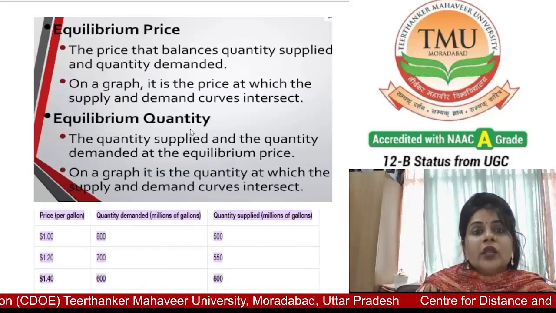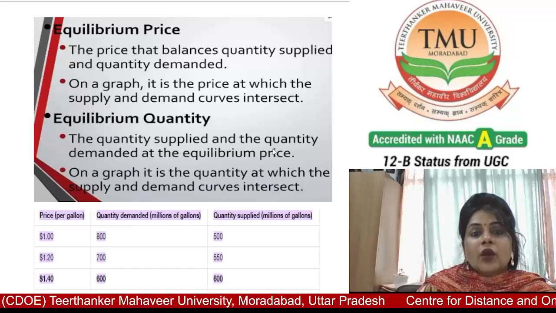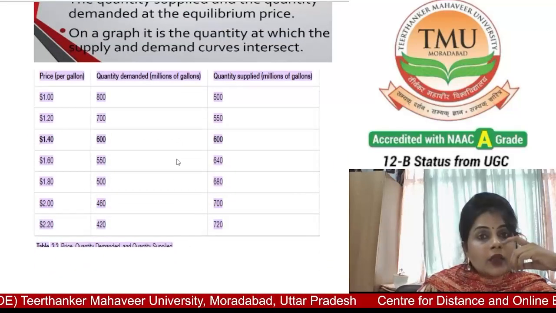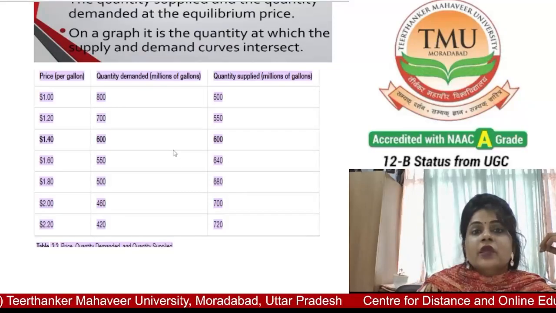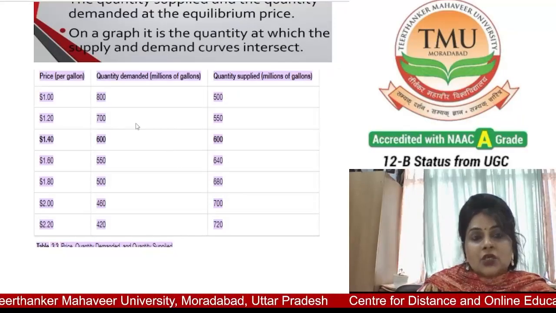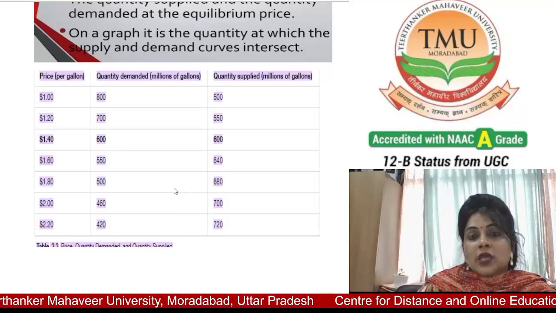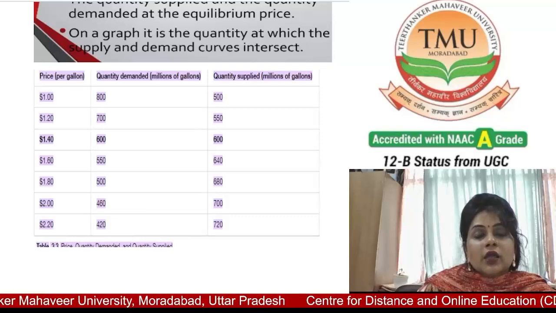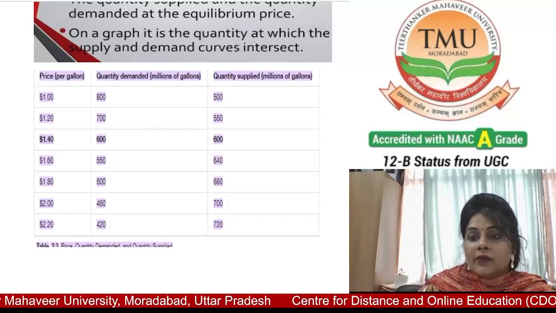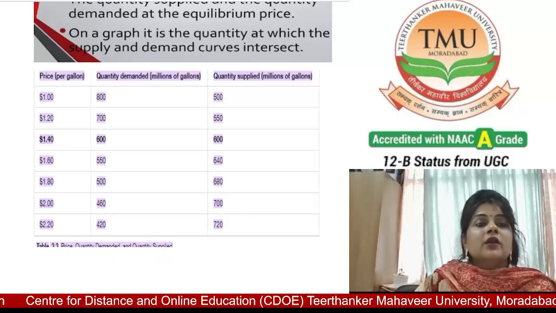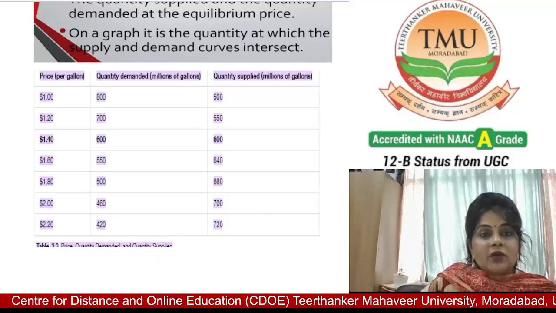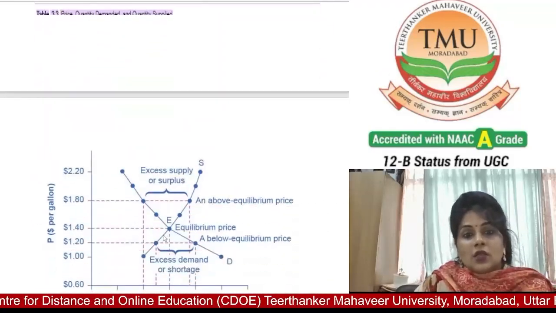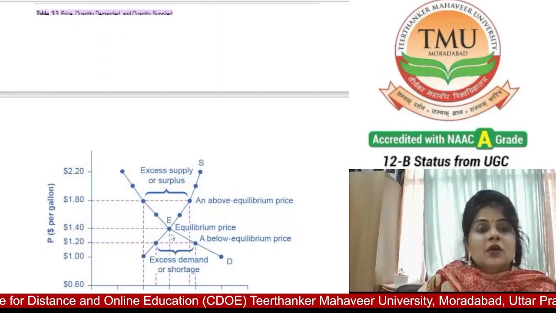Equilibrium quantity is the quantity supplied and the quantity demanded at the equilibrium price. On the graph, it is the quantity at which the supply and demand curves intersect each other. I will discuss it here. Here you are seeing a schedule. The market equilibrium is shown where the demand and supply curves both intersect each other. Here you see, that is the market equilibrium.